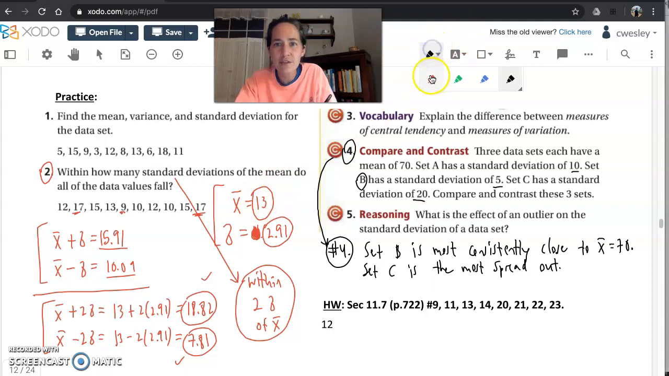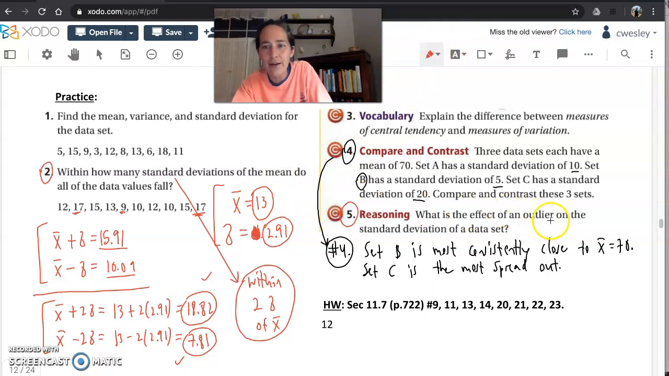Another great thing to think about on your way out, number 5 says, what's the effect of an outlier, a far off value, on the standard deviation? I know that outliers drastically affect what measure of center? It's the mean. The mean gets distorted, sometimes drastically, because of a far off value. And some people throw out outliers when they're talking about data sets for that reason. The median doesn't get too distorted because it still is the middle number, doesn't usually move that much.